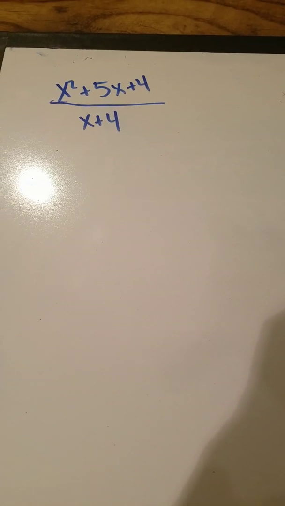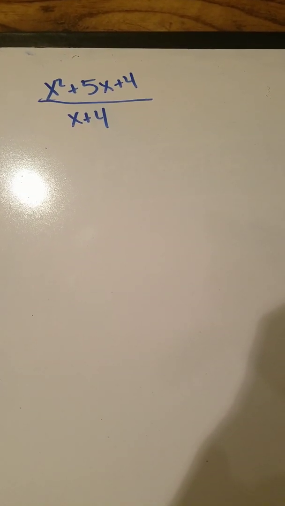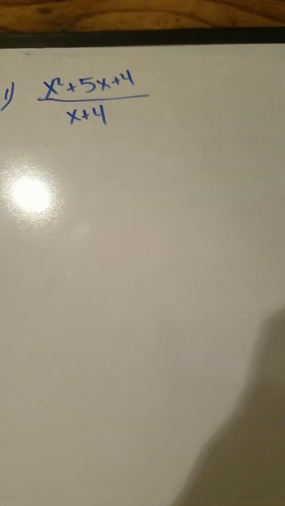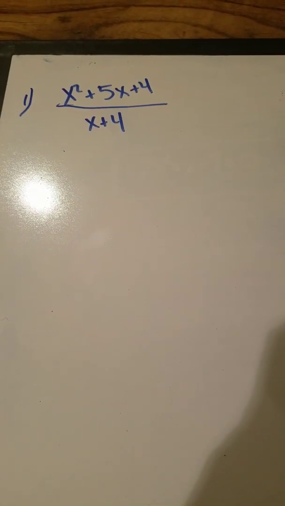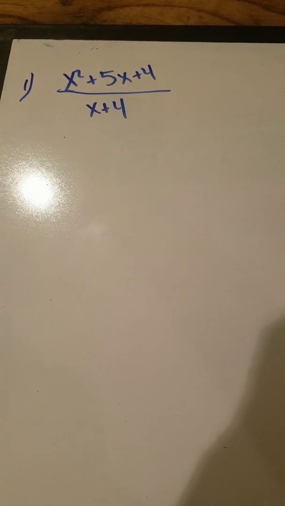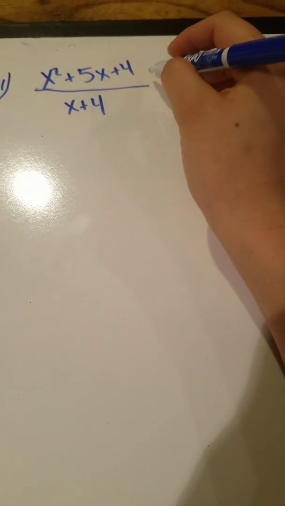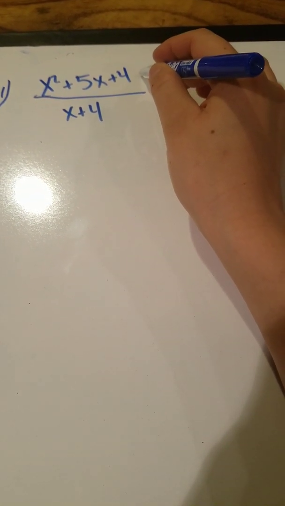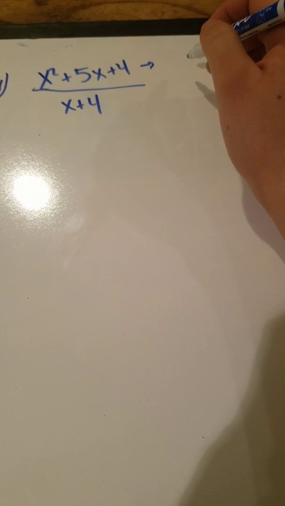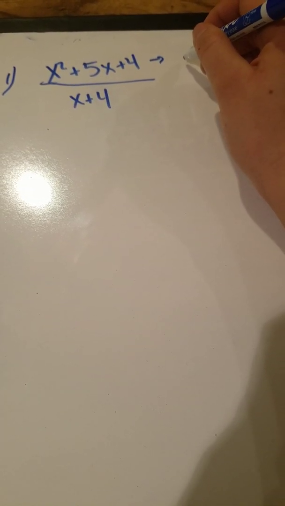Alright guys, this is how to simplify rational expressions. So the first one we're going to start with is x squared plus 5x plus 4 over x plus 4. The first thing we're going to do is factor everything that we can. You can tell the top is definitely factorable. If we do our GCF, it's just 1, so we can go to our a times c.